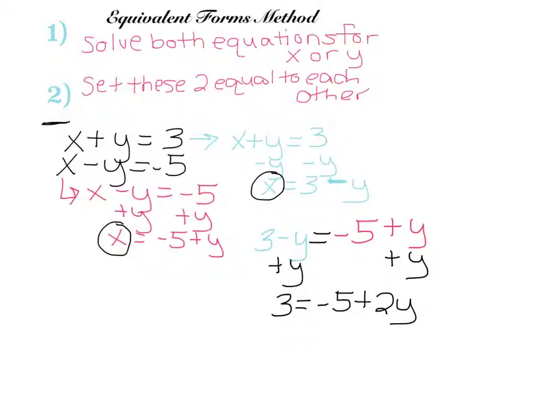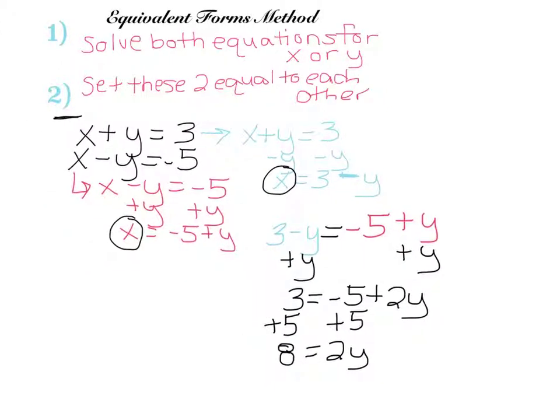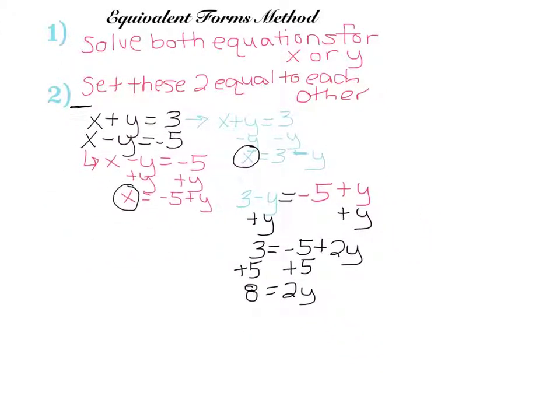Now we need to move this -5 to the other side. To undo a -5, you would need to add 5 to both sides. Thus we get 8 is equal to 2y. So then our final step is going to be that you need to divide both sides by 2. So you see that y equals 4. Awesome job solving for the one variable. But we're only halfway there. We still need to find what x equals.